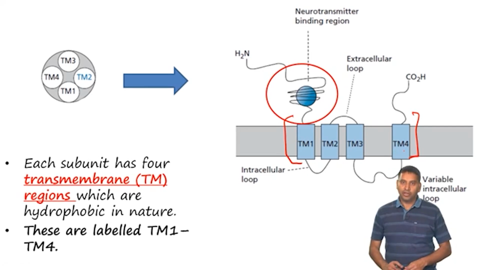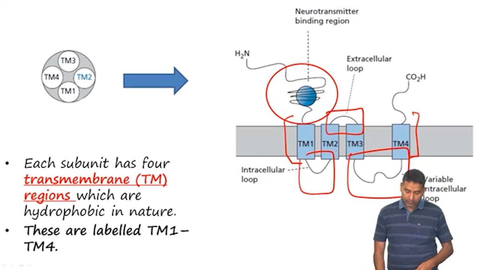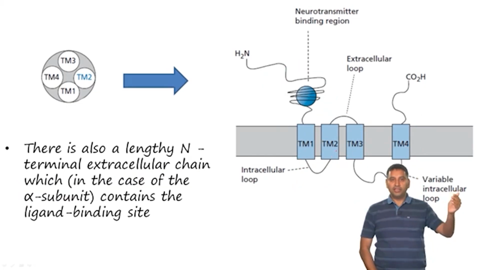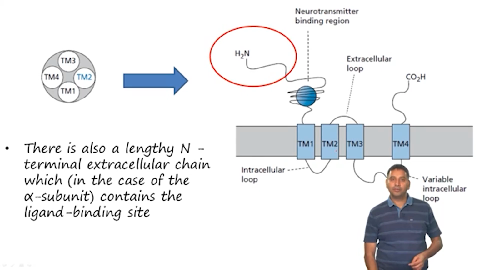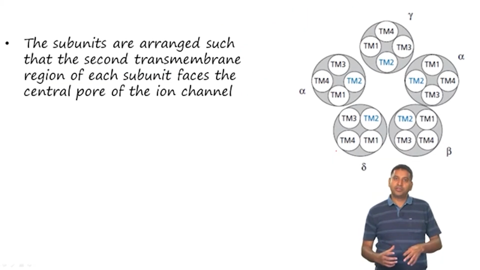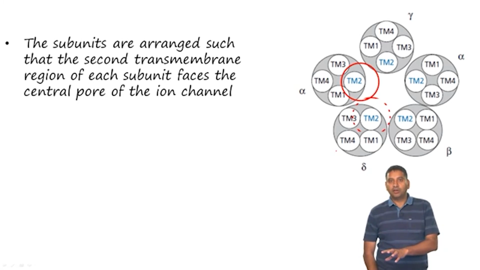They also have a neurotransmitter binding region, which is located outside, and these are the extracellular loops and these are the intracellular loops. And there is also a lengthy N-terminal extracellular chain which contains the ligand binding site, which I have already described just now. All right. Now, each of these subunits are arranged such that the second transmembrane region of each unit faces the central pore of the ion channel. So, if you look at it, this TM2 is actually the one that faces the ions.